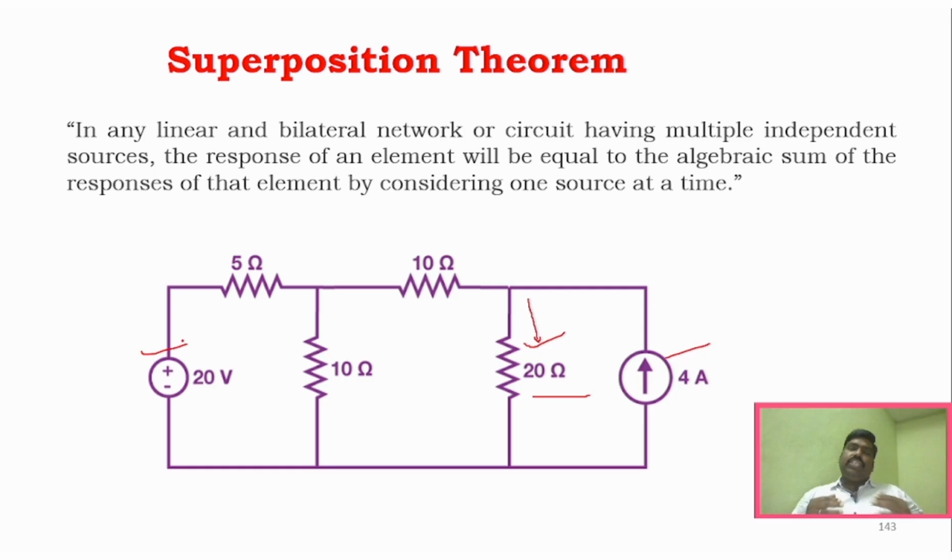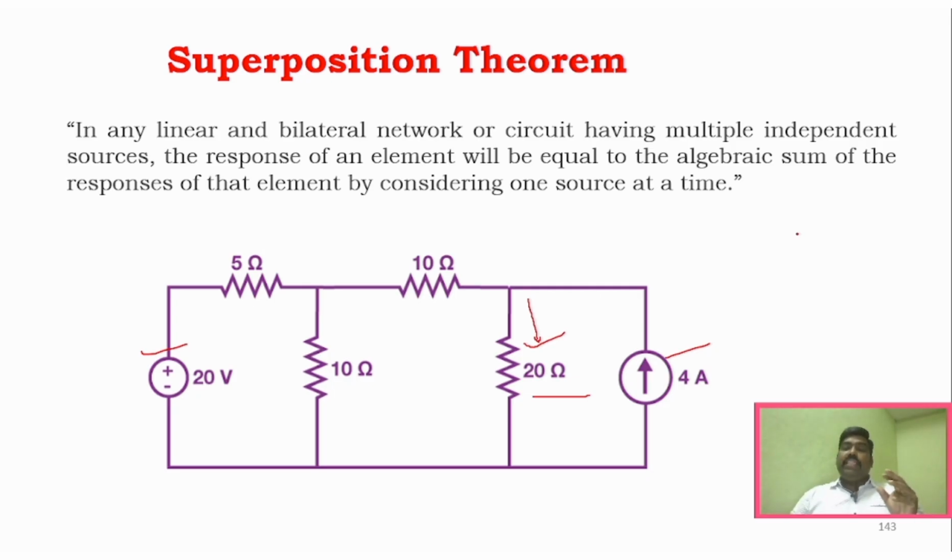We will see the procedure, but before that you have to understand that while solving with superposition theorem, the very first thing is to consider one source at a time, and at last find the algebraic sum of the response of that particular element for all these sources. As I said before, first consider this source and find the current, then use this other source alone and find this current, and then sum both these currents.